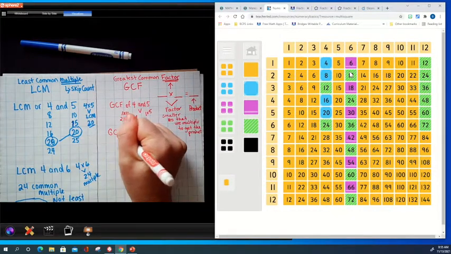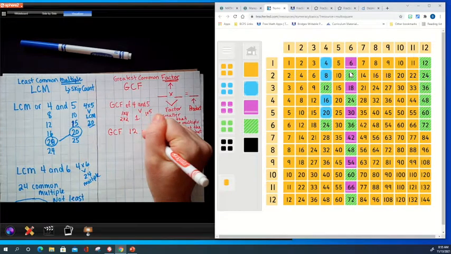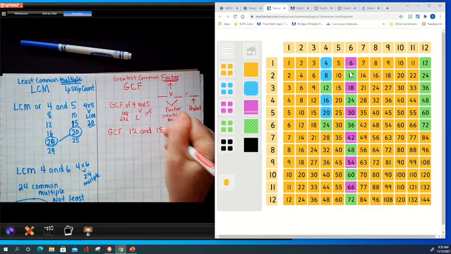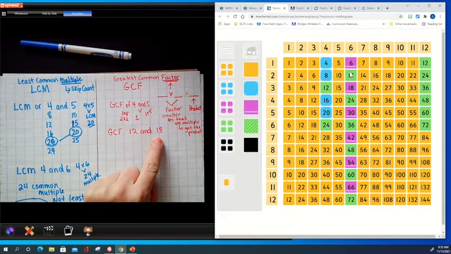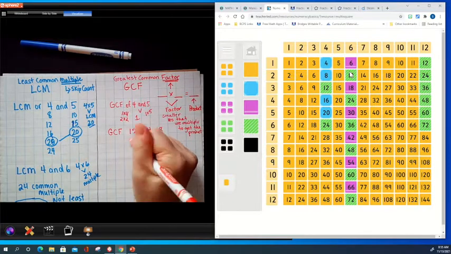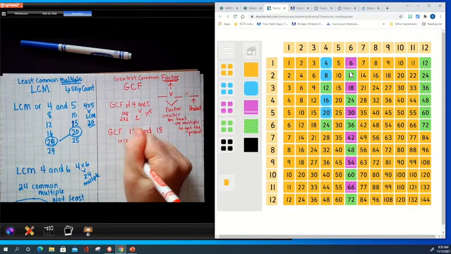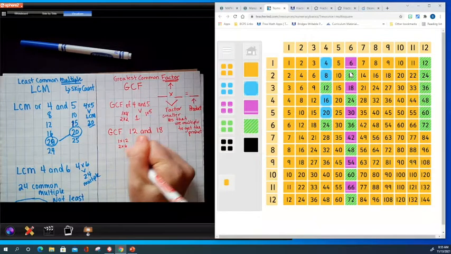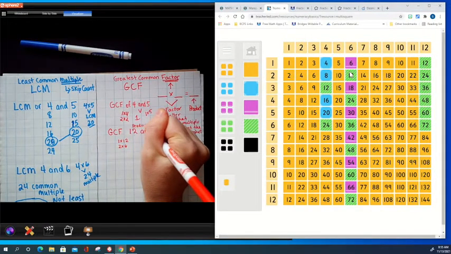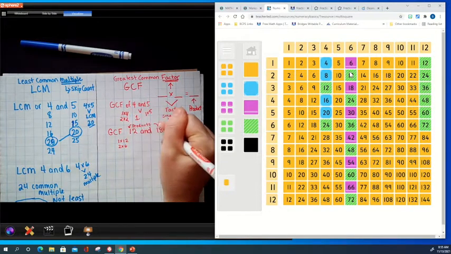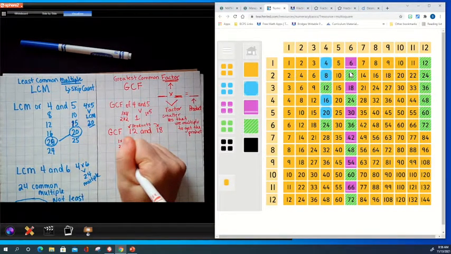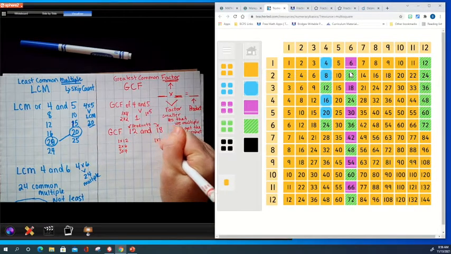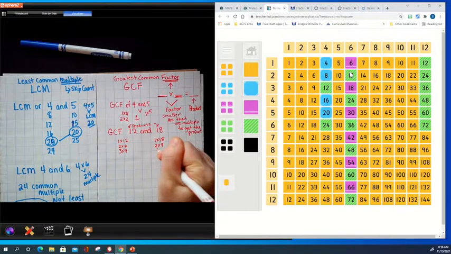Usually, when you're looking at greatest common factors, they might give you larger numbers. So you might see something like the greatest common factor of 12 and 18. If you were looking for the least common multiple of 12 and 18, you would have to skip count by 12s and skip count by 18s. But the greatest common factor, we're looking at what smaller numbers, when I multiply them, will make these numbers. These are the products, 12 and 18. And I want to know, what are the factors? So 1 times 12, 2 times 6, 3 times 4. 1 times 18, 2 times 9, 3 times 6.